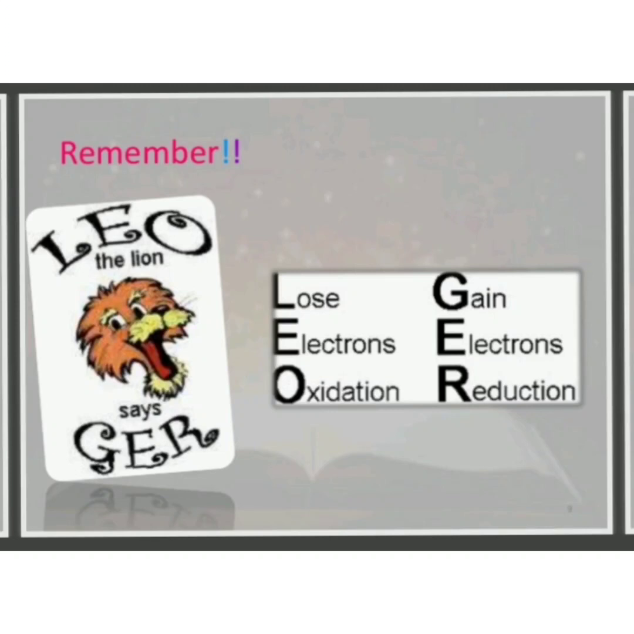You can easily remember oxidation and reduction by LEO the lion says GER. LEO means loss of electrons, oxidation, and GER means gain of electrons, that is reduction. These words help you in remembering the terms oxidation and reduction in terms of electrons.